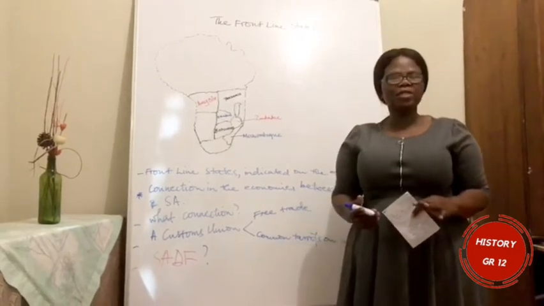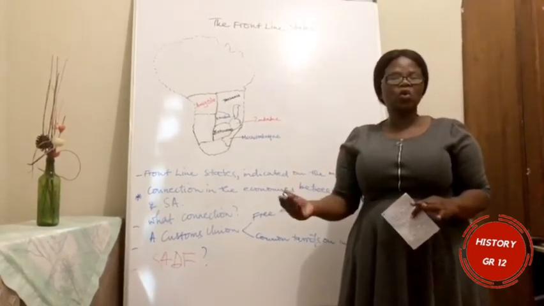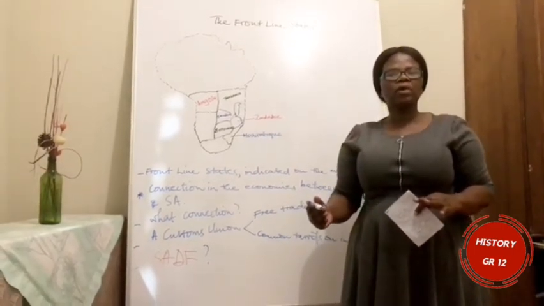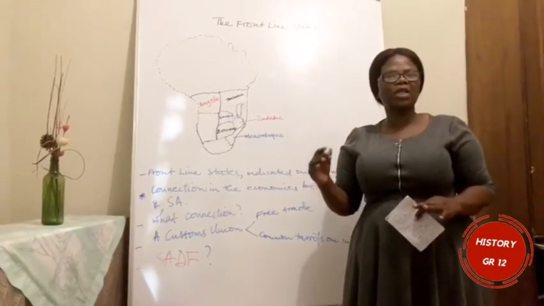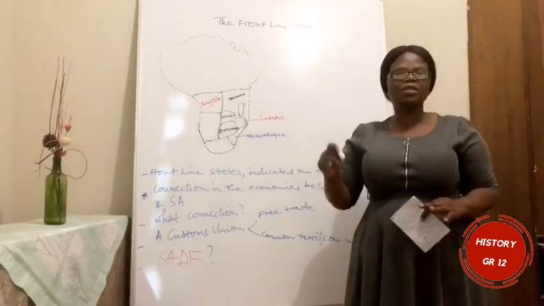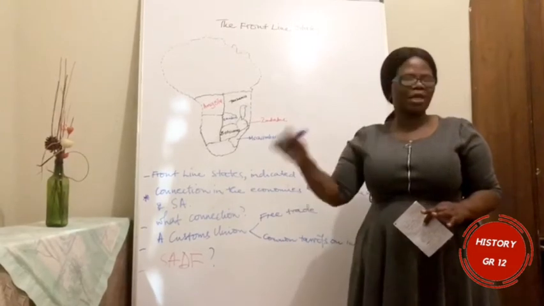The frontline states allowed the MK, which is Umkhonto weSizwe, a military wing of the ANC, to operate bases in their own countries. This meant Umkhonto weSizwe would have military bases in all these countries of the frontline states.